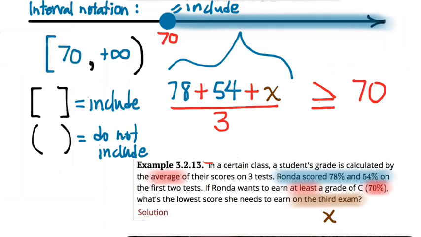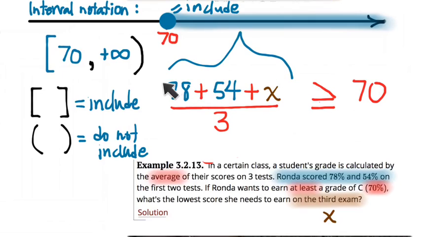Now that we know what an inequality is and three different ways to represent inequality information, the only thing we haven't done is actually apply what we know about solving equations to the process of trying to solve an inequality. So we haven't answered the question yet: what score does Rhonda need to get on this third exam in order that her average for all three exams is at least equal to 70? So what do you think?